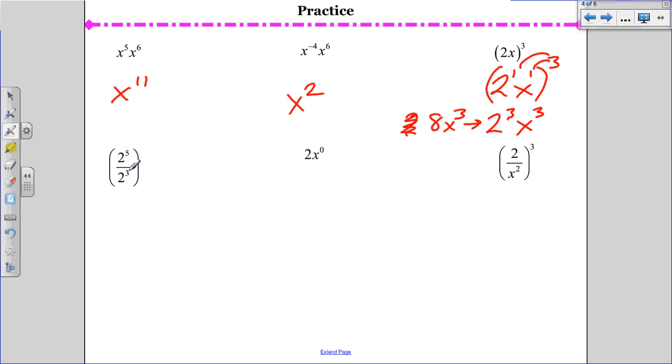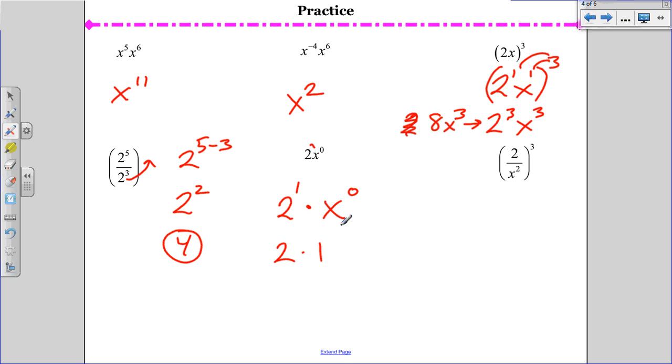Here, I'm going to subtract. Now again, I'm going to take that 2 to the 3rd power, move it upstairs, and make it negative 3. So 2 to the 5th times 2 to the negative 3, which is going to be 2 squared, which is 4. Now here, this is 2 to the 1st power, x to the 0 power. The 0 does not belong to the 2. So this is really 2 to the 1st times x to the 0. The exponent only belongs to the base directly associated with it. Otherwise, we'd see parentheses like this. So this is 2 times 1, because x to the 0 goes to 1, which is this 2.